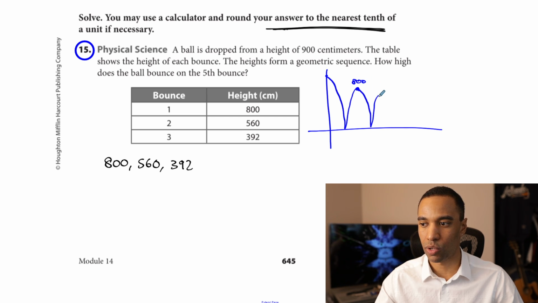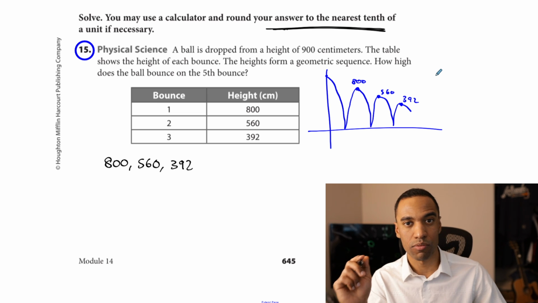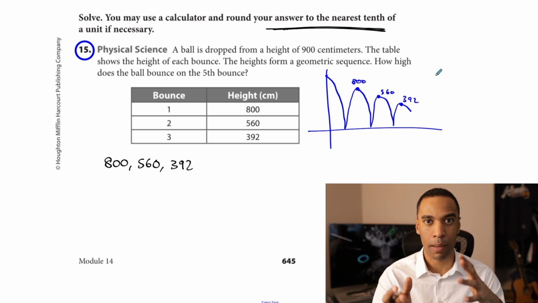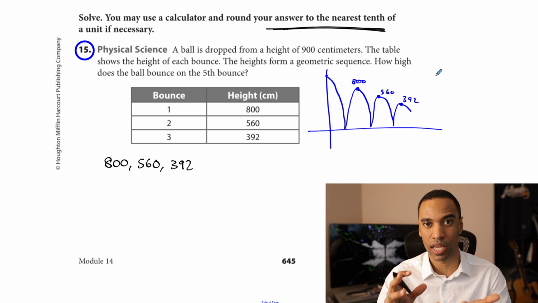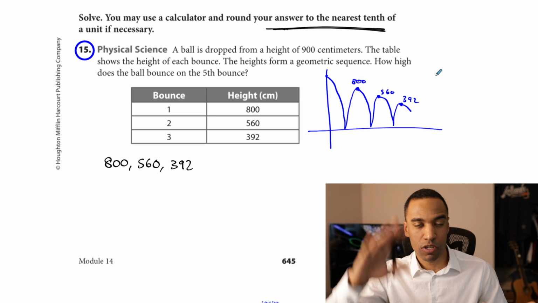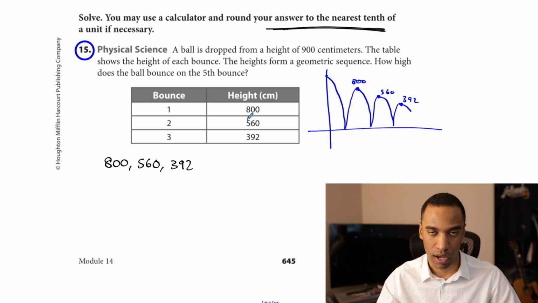And then it hits the ground, bounces up again, and then it hits 560, and then it goes up to 392. This has what's called a rebound ratio, and when they said it forms a geometric sequence, that means it's going up a certain fraction, a certain percentage, I should say, of the previous amount. Maybe it's 50% of the previous amount, which it's not, because otherwise it would go from 800 to 400 to 200.